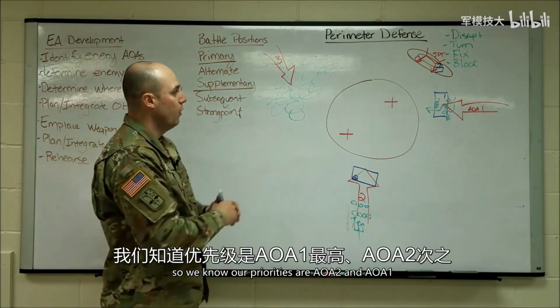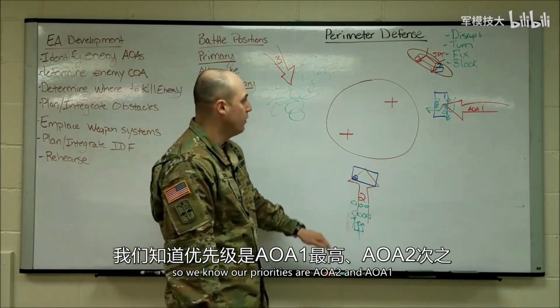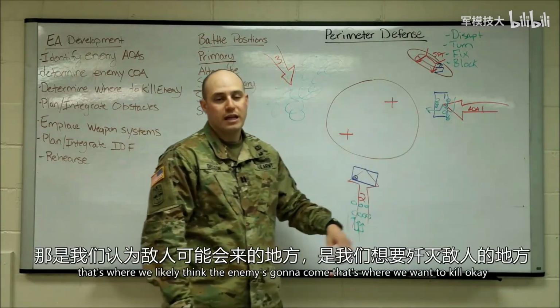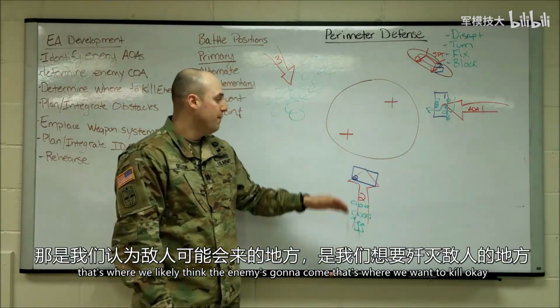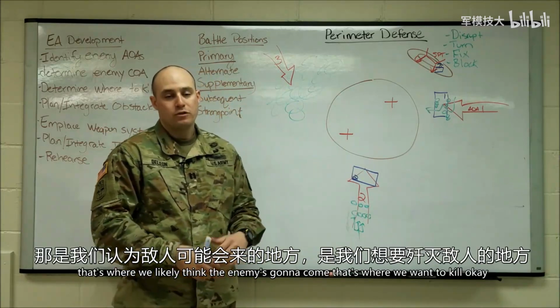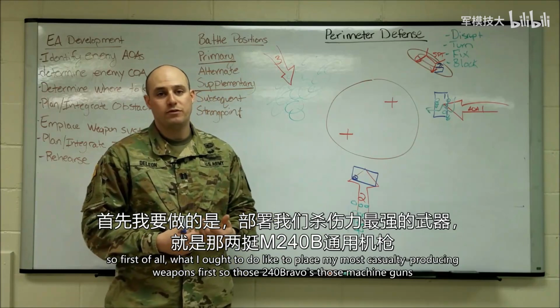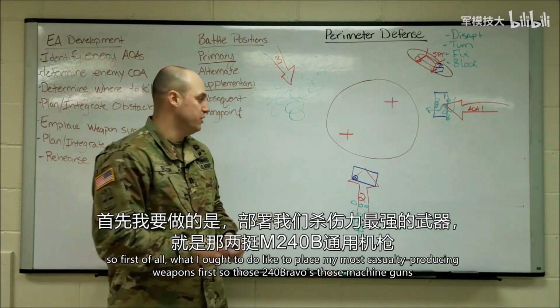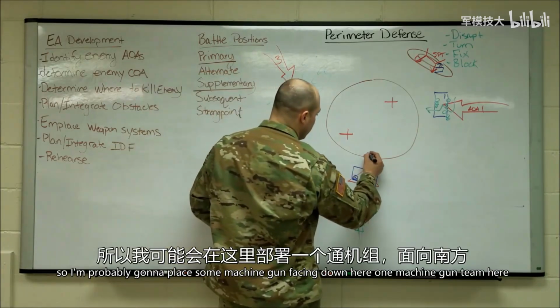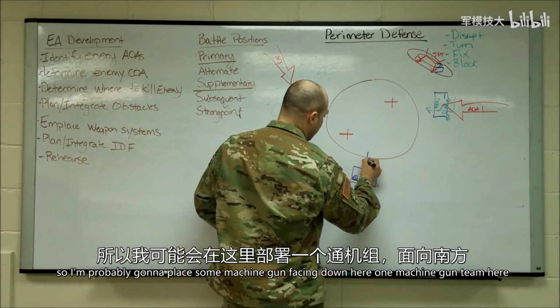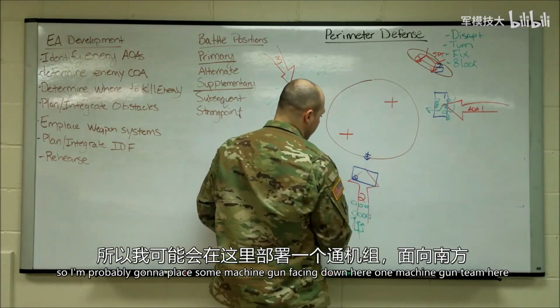Okay, so we know our priorities are AOA 2 and AOA 1. That's where we likely think the enemy's going to come. That's where we want to kill them. Okay, so first of all, what I like to do, I like to place my most casualty producing weapons first. So those 240 Bravos, those machine guns. So I'm probably going to place a machine gun facing down here.